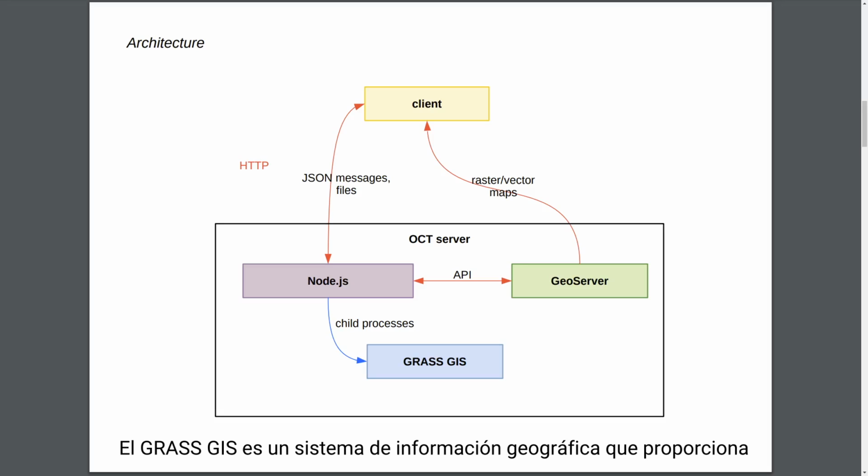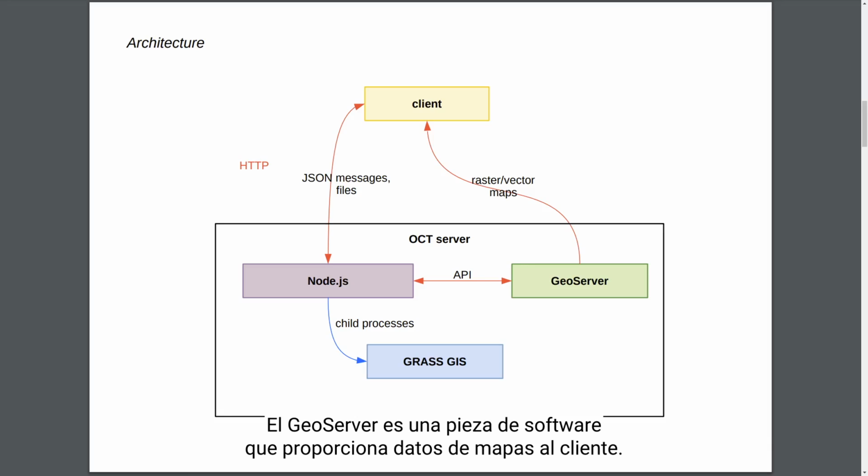The GraphGIS is a geographic information system that provides all geodata, manipulation, and geoanalysis functions for OCT. The GeoServer is a piece of software that serves map data to the client.